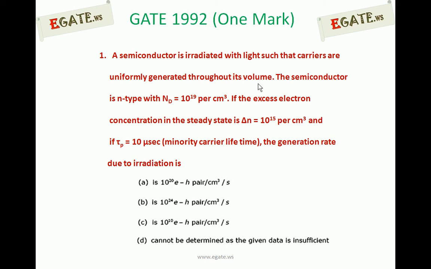A. 10^20 electron hole pairs, B. 10^24 electron hole pairs per cm³ per second, C. 10^10 electron hole pairs per cm³ per second, D. Cannot be determined as the given data is insufficient.